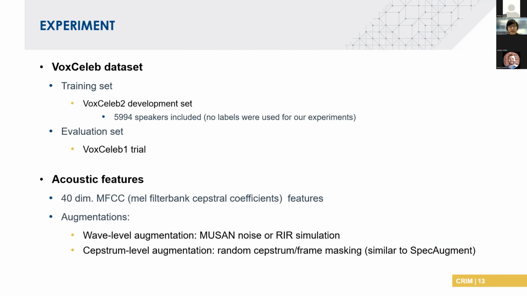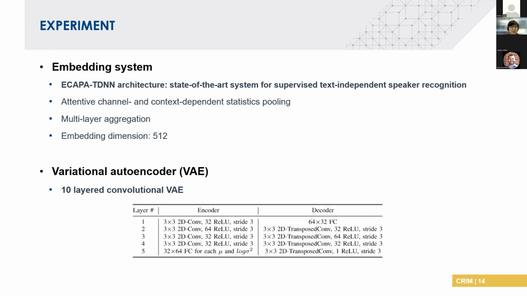In order to validate our system, we used the VoxCeleb dataset, where the systems were trained using the VoxCeleb2 development set and evaluated on the VoxCeleb1 original trial set. The acoustic feature we used was 40-dimensional MFCC, and we used other types of augmentation like wave-level augmentation, like MUSAN noise or RIR simulation. We also applied cepstrum-level augmentation, which is basically SpecAugment, but instead of applying it on the mel spectrogram, we applied it to the MFCC directly. For the embedding system, we used the ECAPA-TDNN, and for the latent variable extraction, we used a 10-layer convolutional VAE.